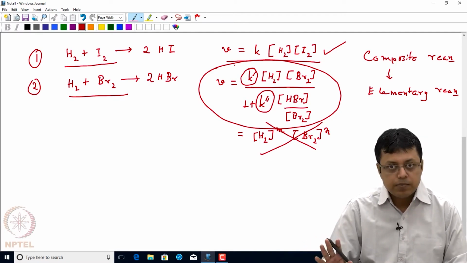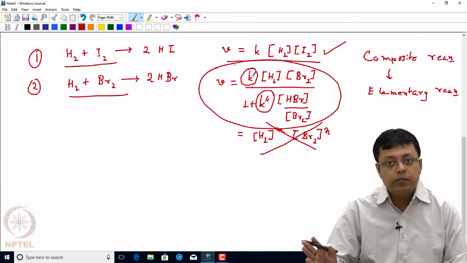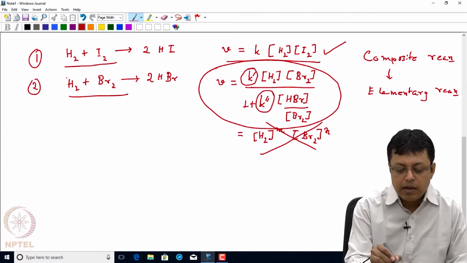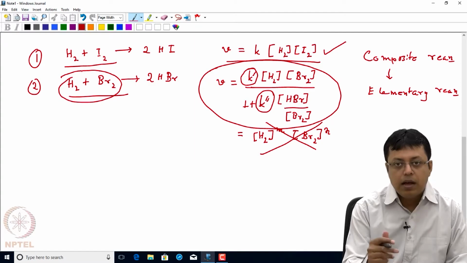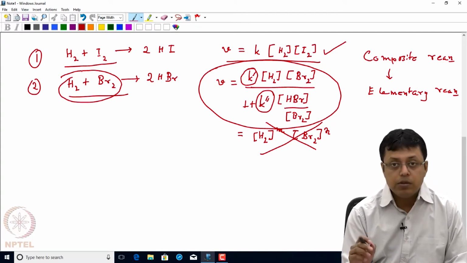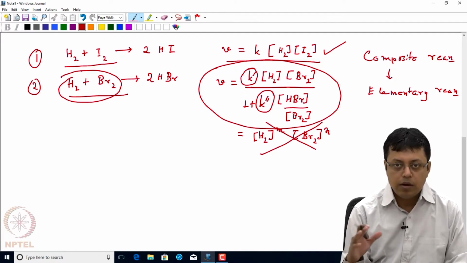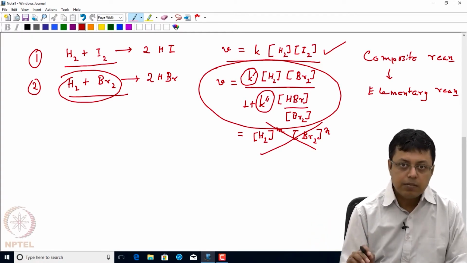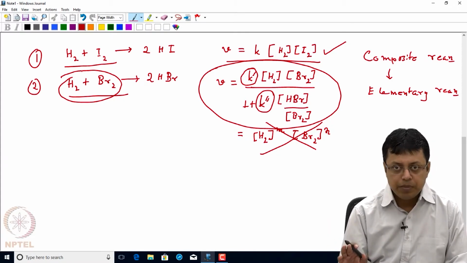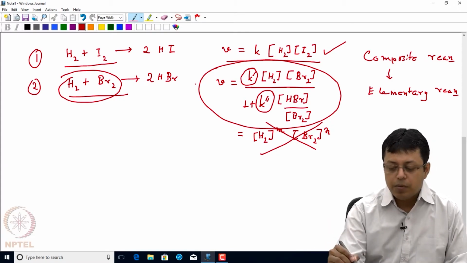Once we find it, we propose a mechanism for this reaction, where we say that this reaction does not proceed like a collision between hydrogen and bromine molecules, but rather goes through multiple steps. The overall stoichiometry may look like hydrogen and bromine reacting together, but there are many elementary steps involved. Once we work out the kinetics of these elementary steps, we should at the end of the day be able to reproduce or predict the observed rate law.